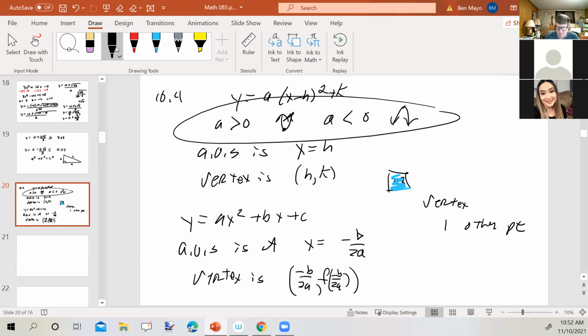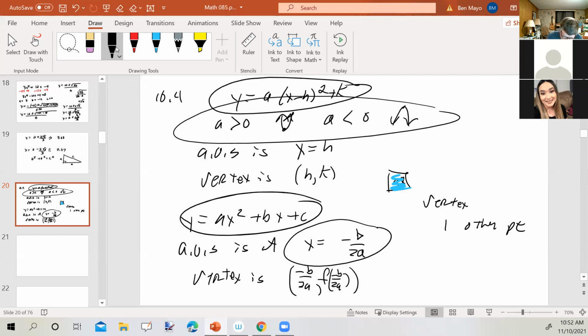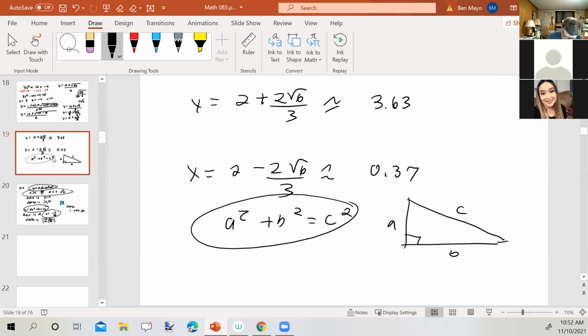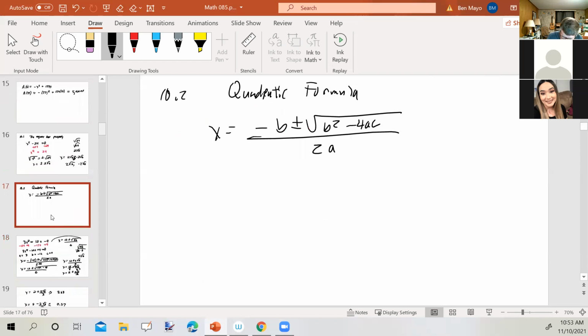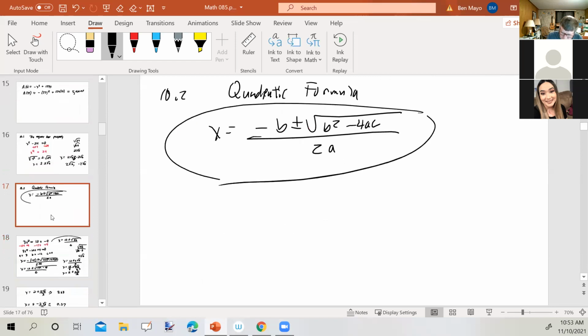So regardless of which form you use to get the vertex and the second point in WebAssign on the graph, you have to graph the vertex first. So you've got this formula, this formula, this formula, and whoops, let's see, up one more, and that formula. Okay. So you want to have those formulas memorized.